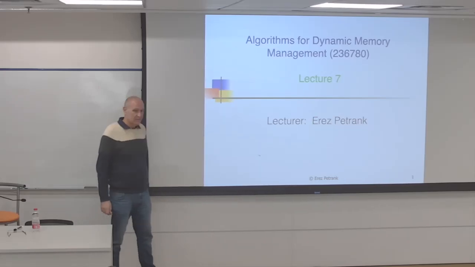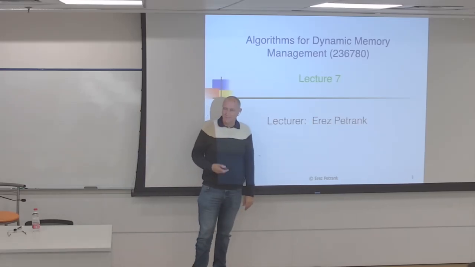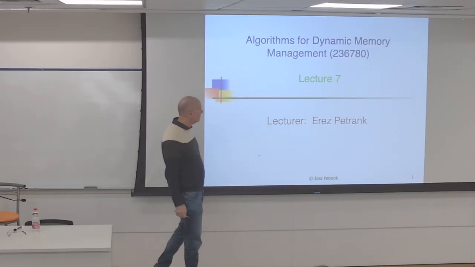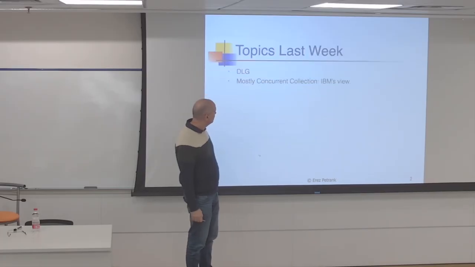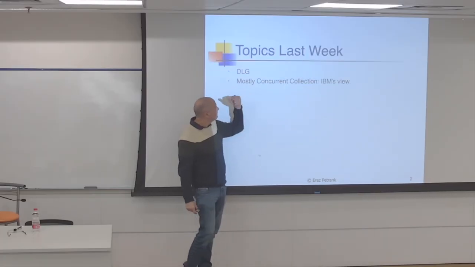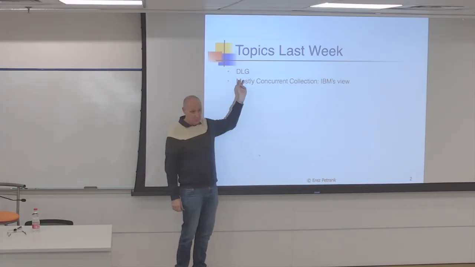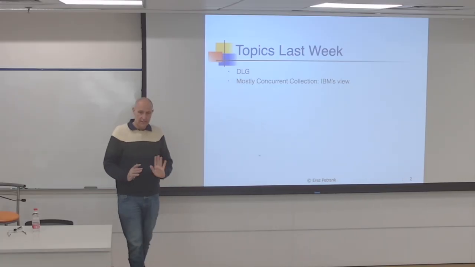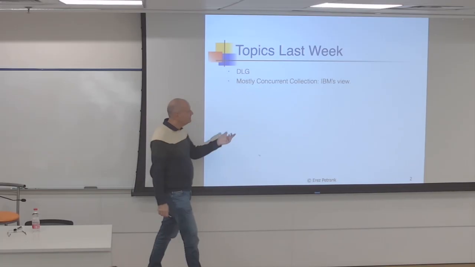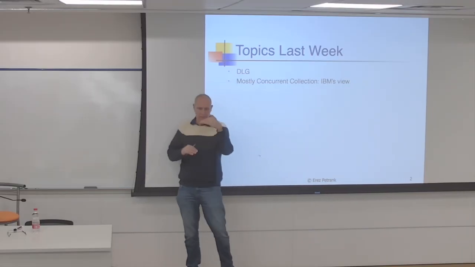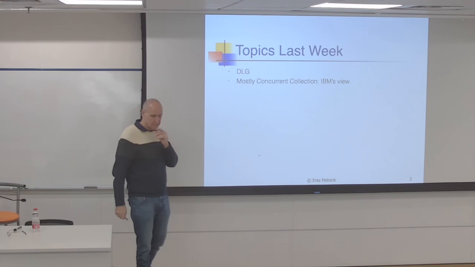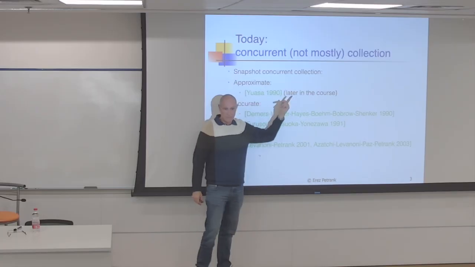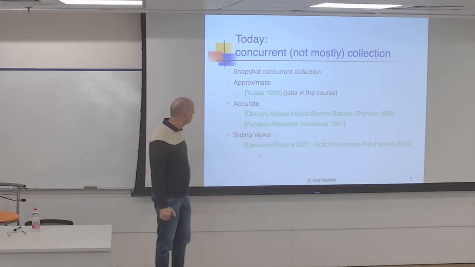Okay, so we're in lecture 7. I think practically maybe we're in 8 or 9, but this is the lecture number. We finished DLG last week, and we did mostly concurrent very shortly. Maybe we'll get back to it someday, but I want to have a full class today for the topic we have now. So I will start today to talk about concurrent collection, not mostly concurrent.